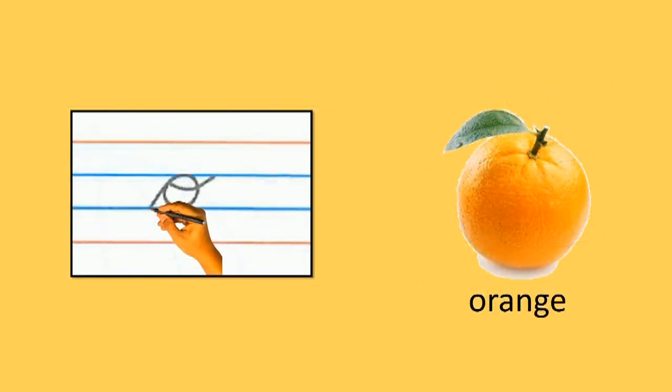Letter O. Start from the second blue line. Slant line up to the first blue line, make a curve. Come down, go up in a curve, round and out. O, O, orange.